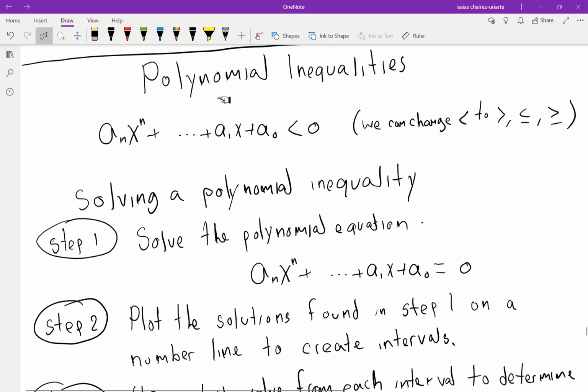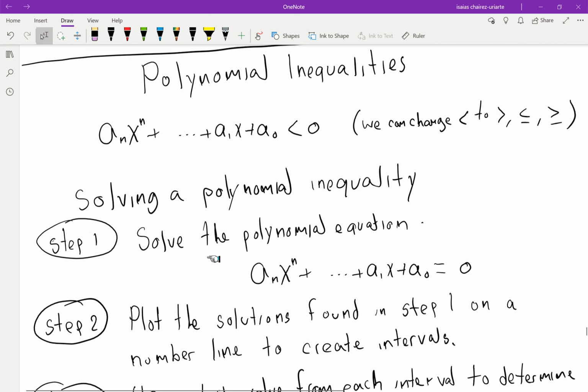Note that right now my polynomial inequality is in a sense set equal to 0. There's a 0 on one side of the inequality, and the polynomial on the other side. You don't have to do that. It just makes the process a little bit more defined. It's easier to come up with a procedure when you set things equal to 0. Otherwise, each inequality would be different. So how do you solve this type of inequality?